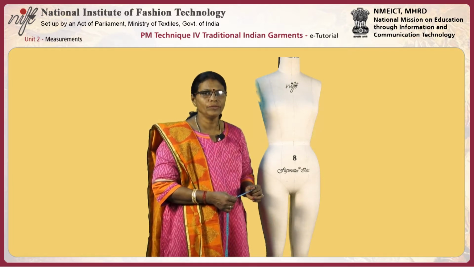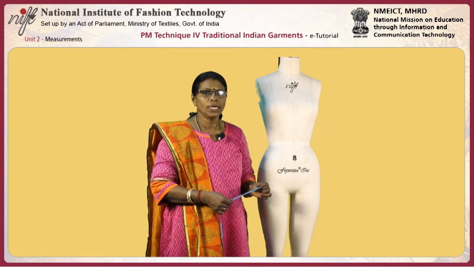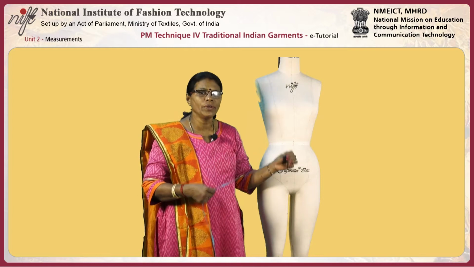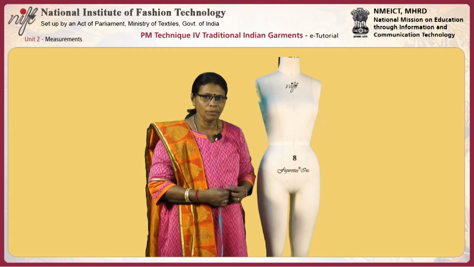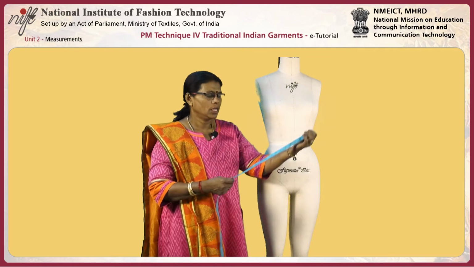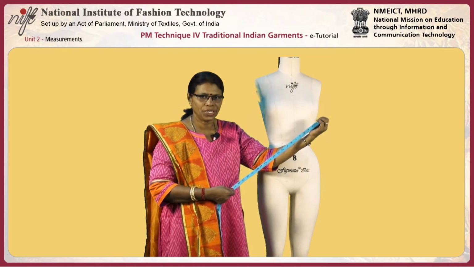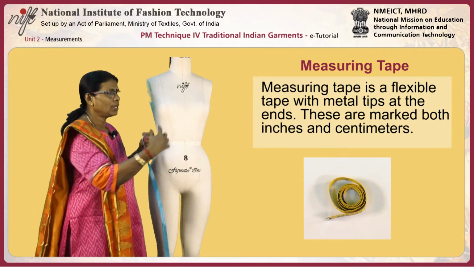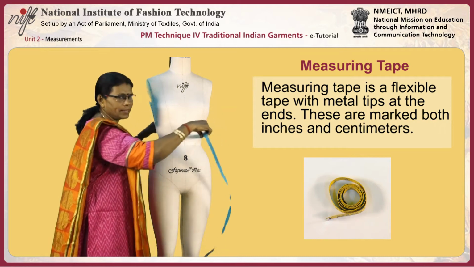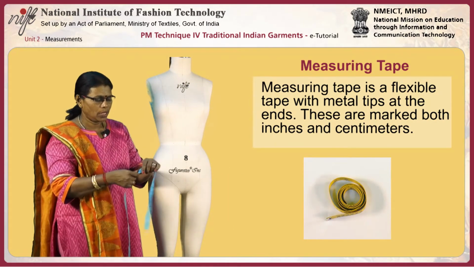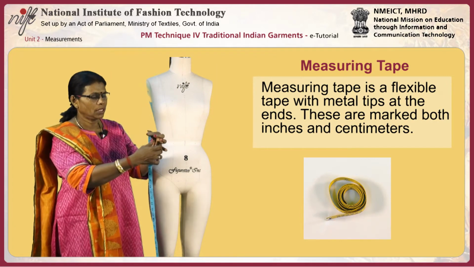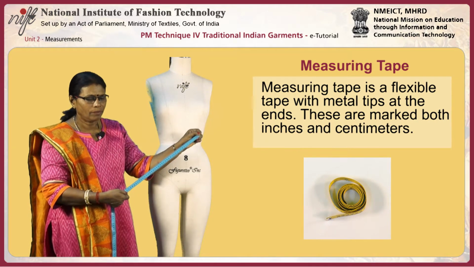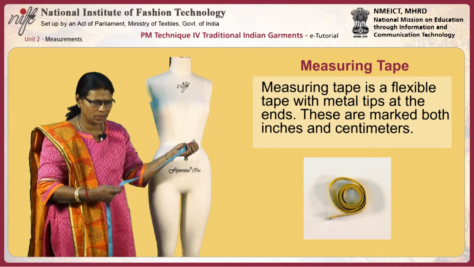Measurements are very important for pattern drafting. We should understand how to take the measurement, and how to take accurate measurements also. For taking measurements, we need to use a tool called the inch tape or a measuring tape. This measuring tape is a flexible tape which can go around the body easily, and it is marked with inches on one side and centimeters on the other side, which helps to take both measurements.